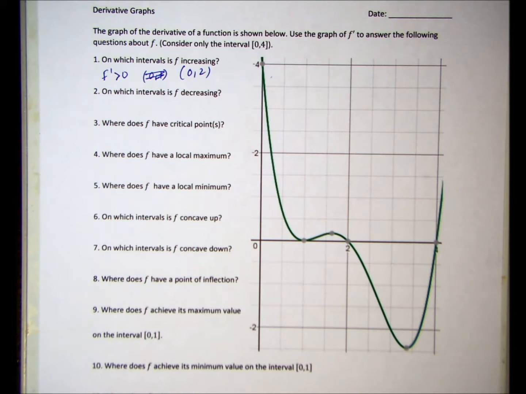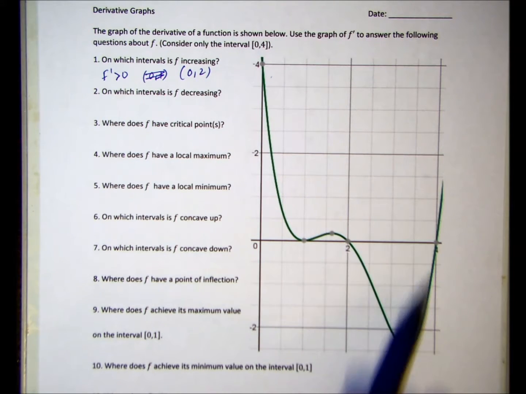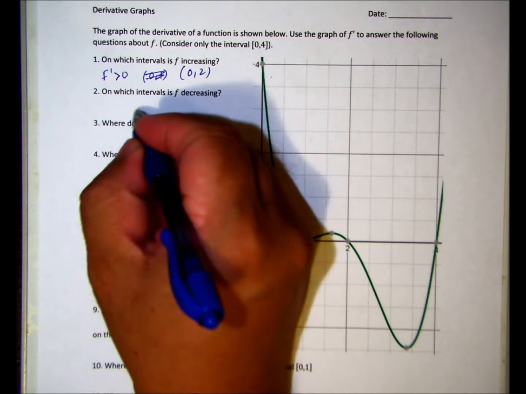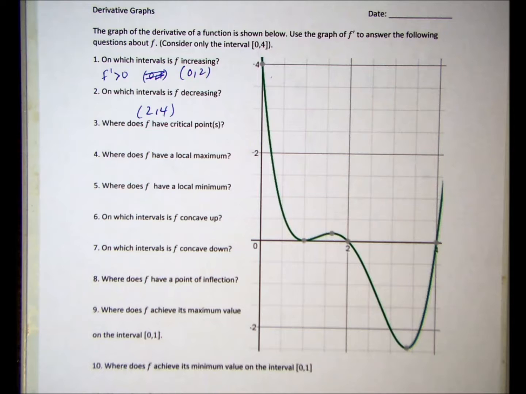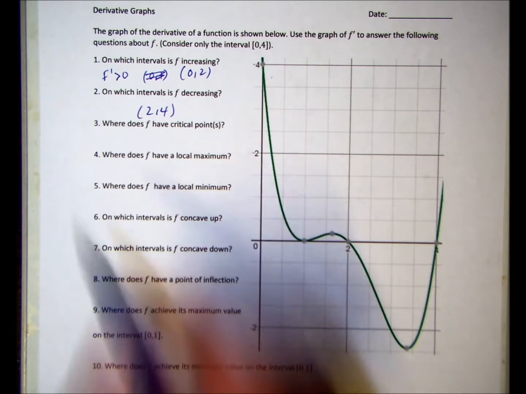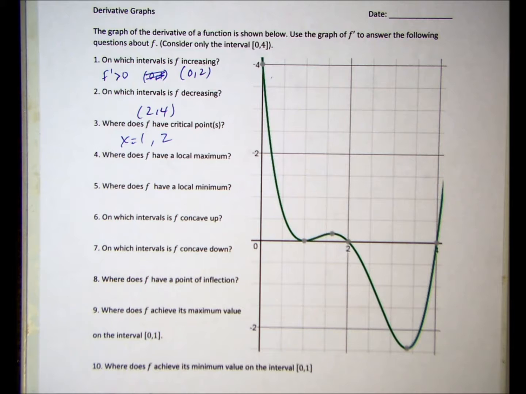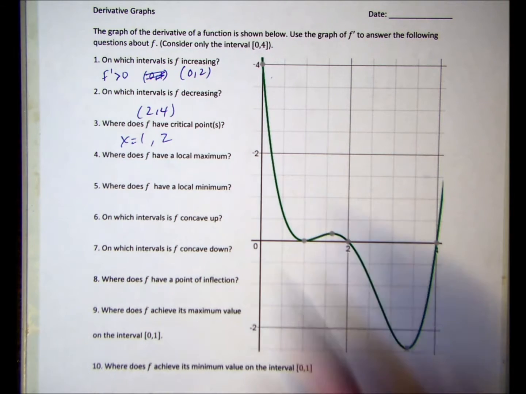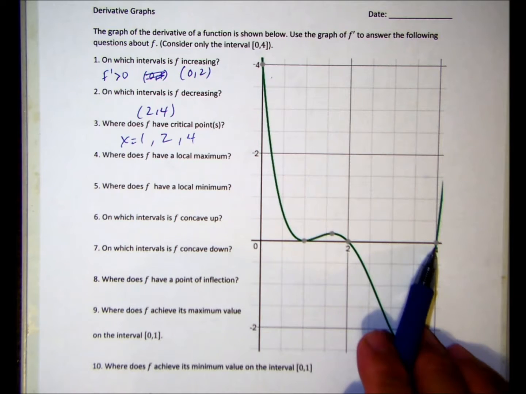On which intervals is f decreasing? So we're looking for where the derivative is negative, and here it is. And that's going to be 2 to 4. Where does f have critical points? Well, the critical points are where the derivative is equal to 0, and it happens at 1 and 2. Well, I guess at x equals 4. It crosses the x-axis here.